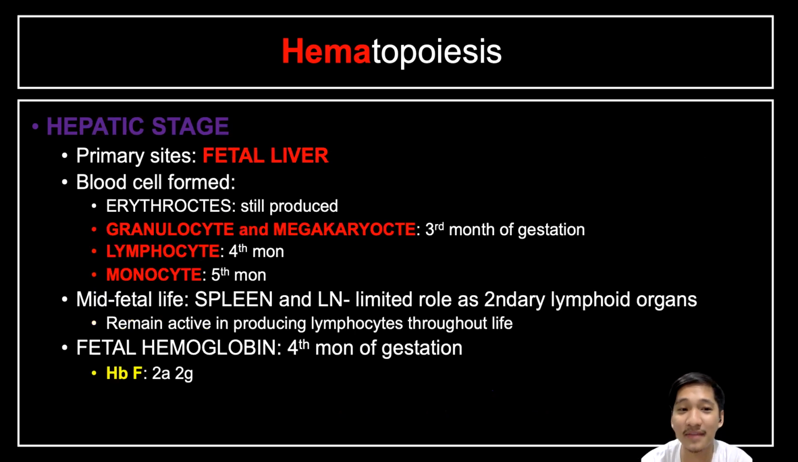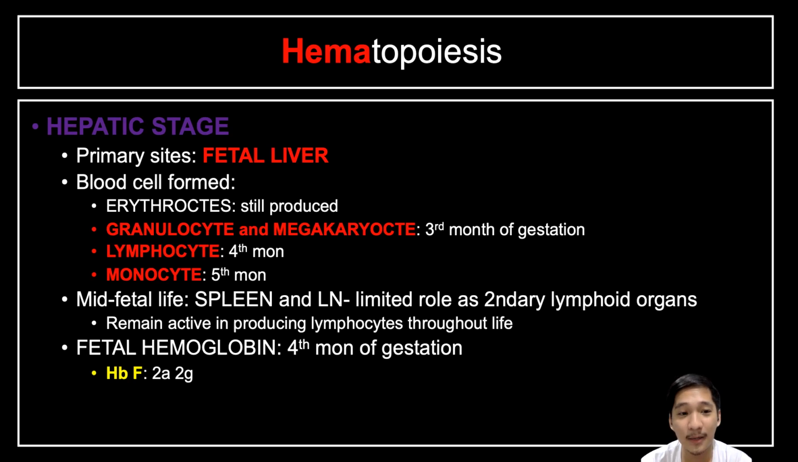Next, we have the hepatic stage, which is the second stage of hematopoiesis, or blood cell formation. From the word hepatic, it means the formation of blood cells occurs in the liver. In this case, it's the fetal liver. The blood cell formed here is the erythrocyte, whereas in the mesoblastic stage, it's the erythroblast.